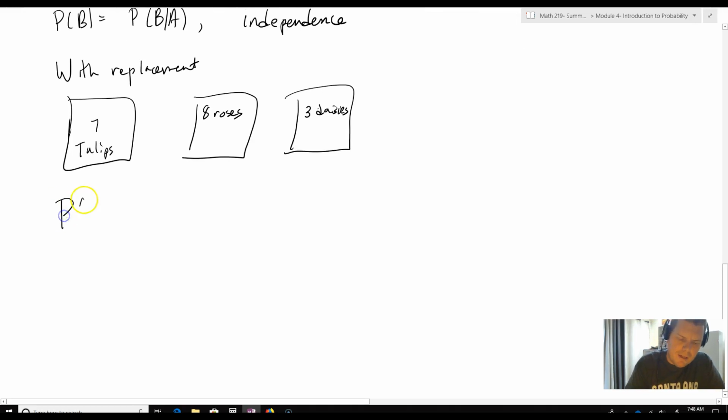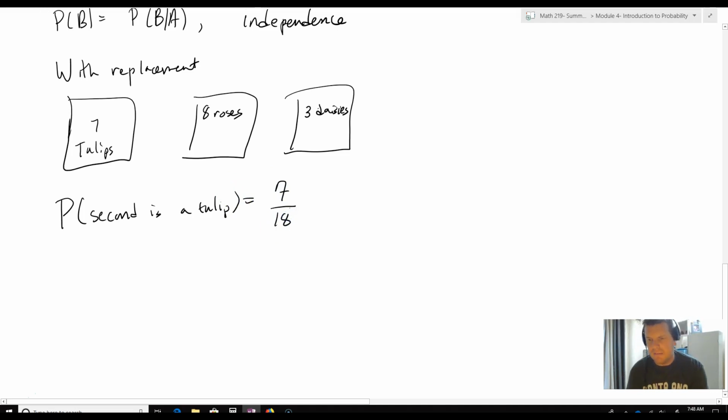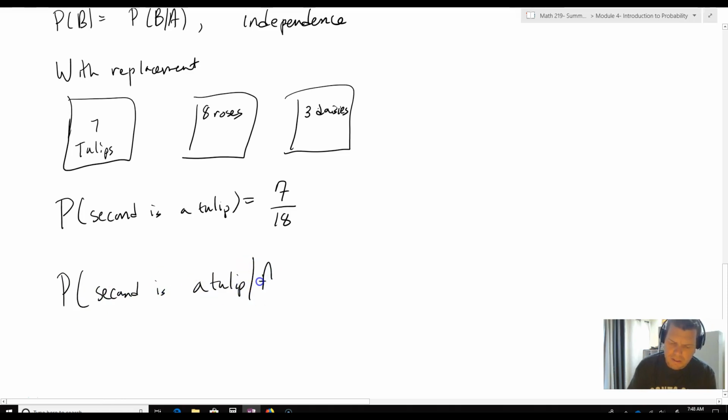The probability that an individual flower is a tulip, independent of everything else, is going to be 7 out of 18. Without any condition, that's going to be 7 out of 18. We're going to just assume that that's going to be the case. And the probability that the second is a tulip, given the first is a tulip, when we're doing it with replacement, equals 7 out of 18.